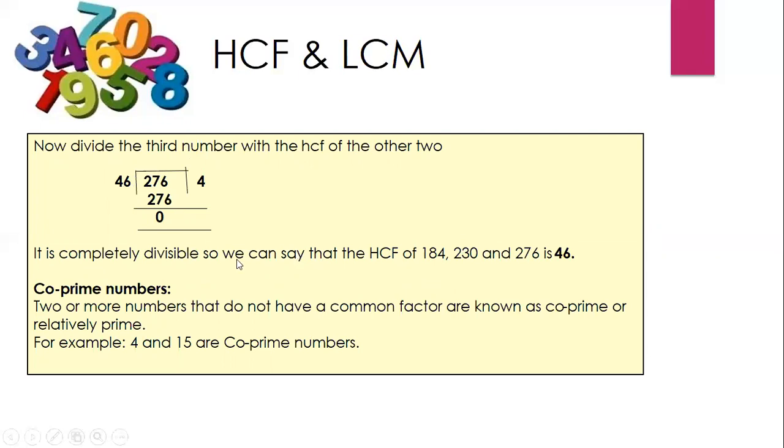Two numbers are said to be co-primes when they don't share any common factor between them. For example, 4 and 15, 2 and 9, 3 and 4 are co-primes.